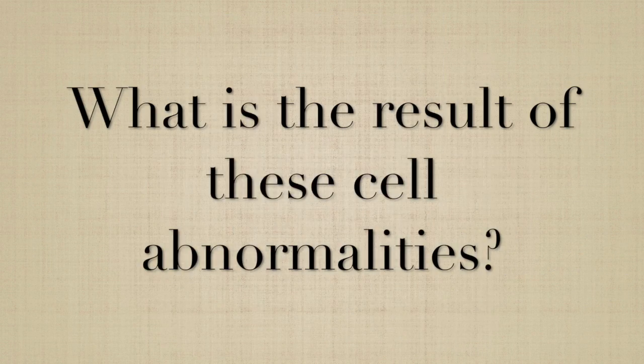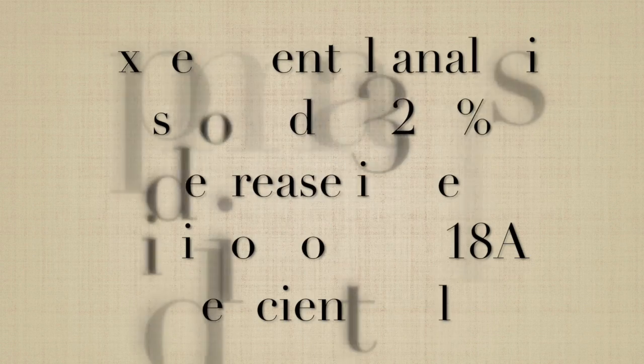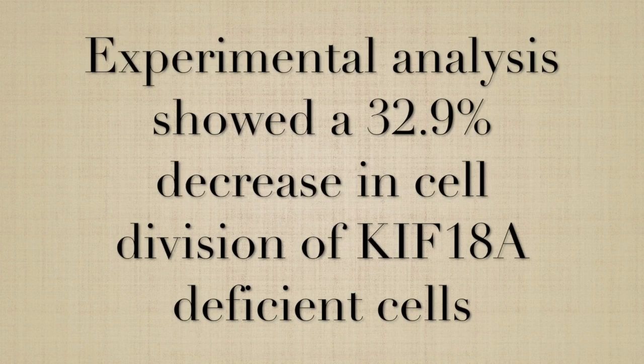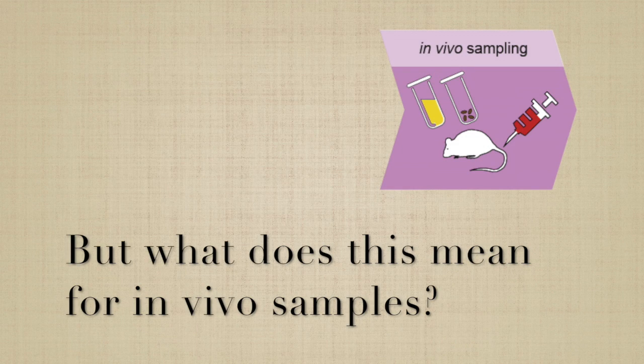But what are the results of the abnormalities of these cells? The above diagram indicates some major checkpoints in the cell cycle. The p53 checkpoint has been shown in the past to reduce cellular division of micronucleated cells. After depleting this checkpoint, proliferation increased substantially, showing that it is a major player in stunting cellular growth. Experimental analysis showed a 32.9% decrease in cellular division when the cells were deficient in KIF18A protein. But what could this mean for living specimens?